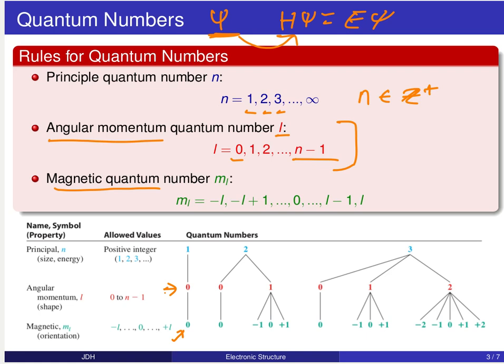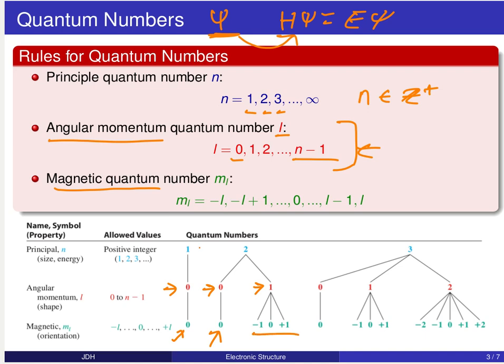Okay, so things get a little bit more interesting as we go to higher levels of n. If we jump up to an n equals 2, then according to our rule here, we can assume values of either an L equals 0 or an L equals 1. If L equals 0, then m sub L is still nice and boring. You only have one possible value of m sub L, namely 0. But if L equals 1, then we can take all values from minus 1 up to positive 1, catching all integers in between, including 0, and we are left with 3 different possibilities.